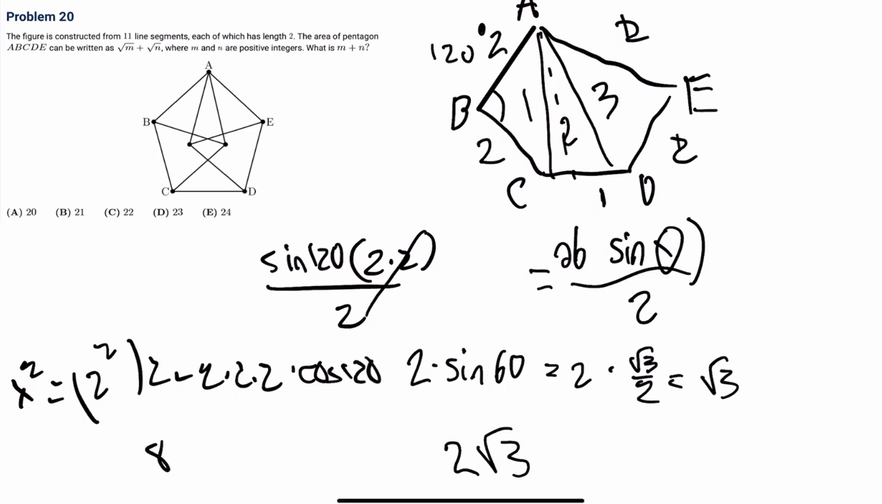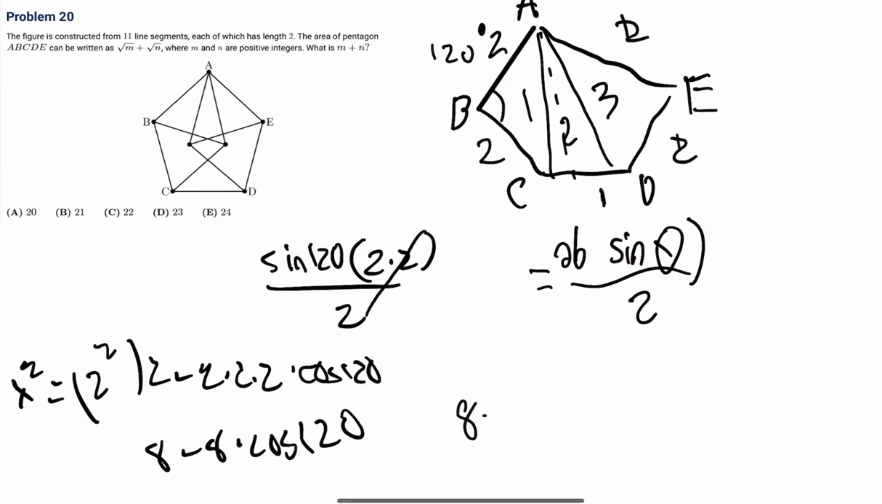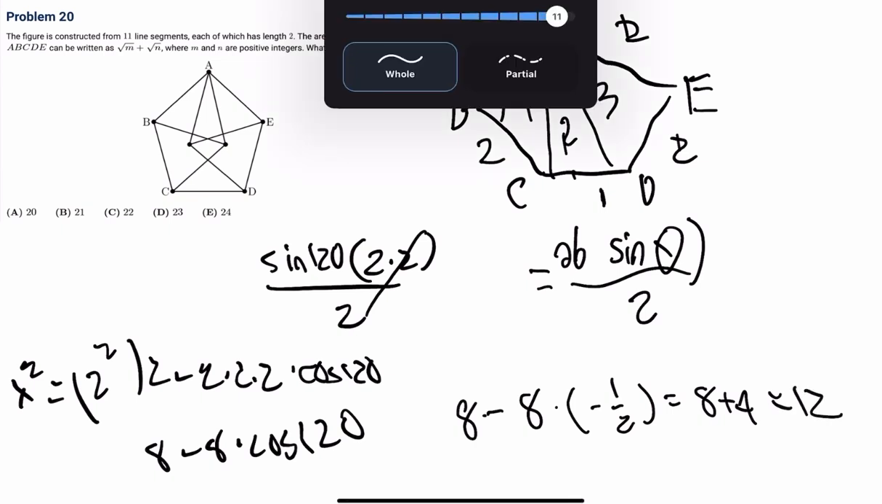2 squared times 2 is 8. 2 times 2 times 2 is 8 times cosine of 120. We know that cosine of 120 is the same thing as negative cosine of 60. Thus, we can rewrite this as 8 times cosine of 60 minus 8. Cosine of 60 is 1/2, so cosine of 120 would be negative 1/2. This gives us 8 plus 4, and 8 plus 4 is 12.